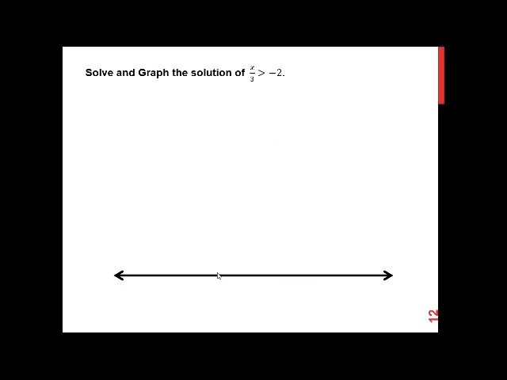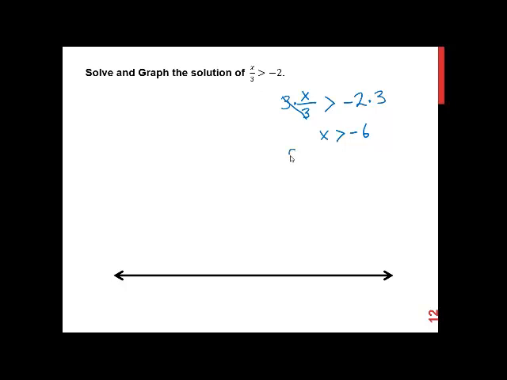Alright, another one. Graph the solution of x over 3 is greater than -2. Well, depending on whether you're multiplying by the least common denominator or you're just using the multiplication rule, all we've got to do is multiply both sides by 3 and we get x is greater than -6. Now we've got this -6 on the right side, but because we didn't multiply by a negative number, we don't flip our sign around.